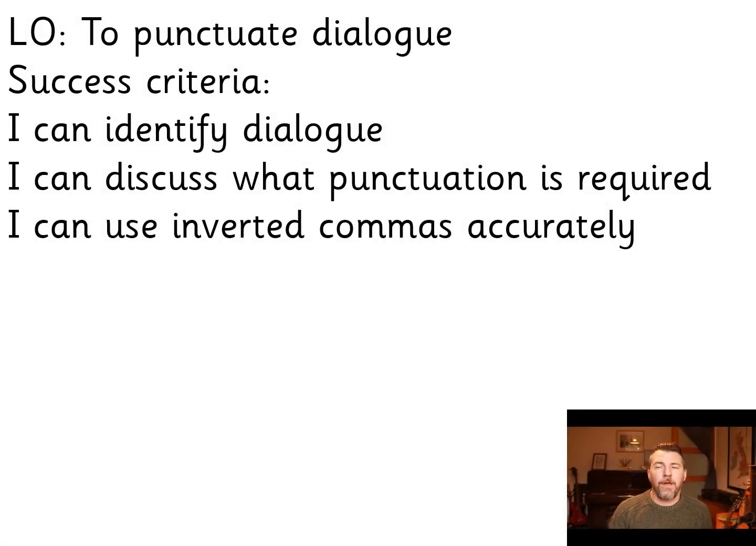Good morning. Before we write our final stories, we're going to have another look at punctuating dialogue. We've done this before, but it's really important that we get it right. So we're going to identify what dialogue is, discuss what punctuation is required, and use inverted commas accurately.